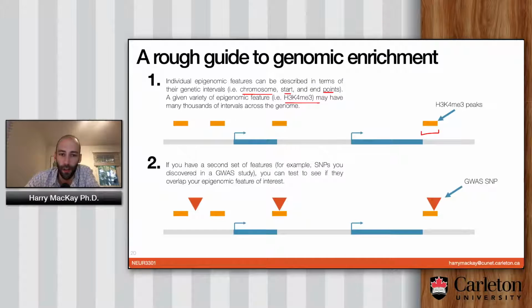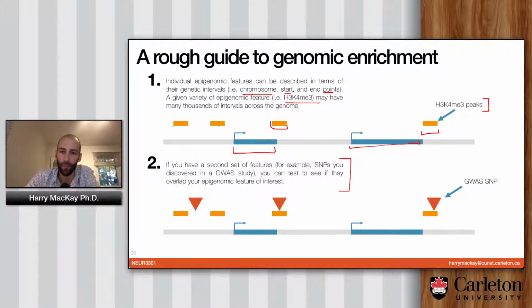We have a little illustration of the genome, and there's two genes here, both pointed the same way. Then we have our H3K4ME3 peaks that are located here, here, and here. These would be an epigenetic feature that you think is relevant, an epigenetic feature that controls some aspect of gene expression, so it's important. Now, if you have a second set of features, for example, SNPs that we discovered, you can test to see if they overlap the epigenetic feature of interest.